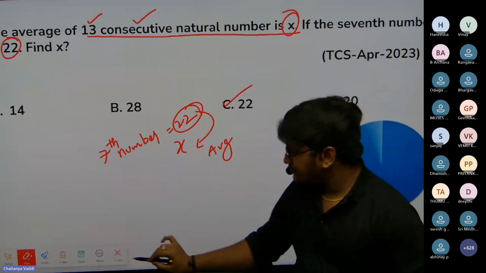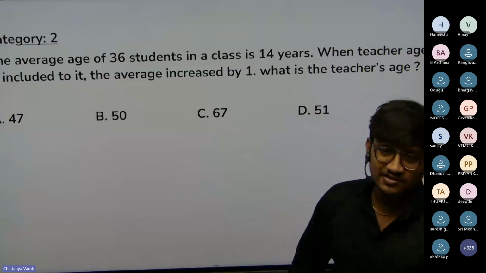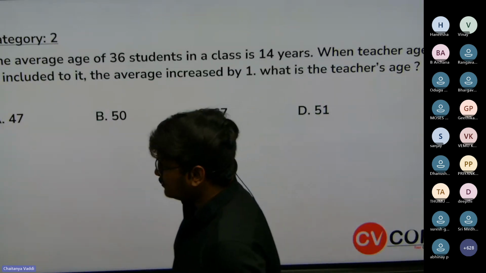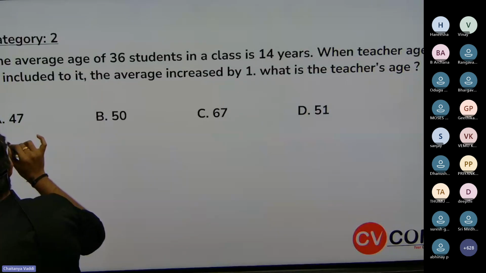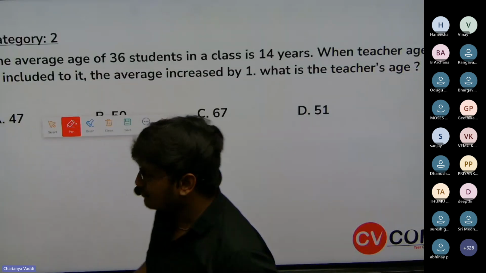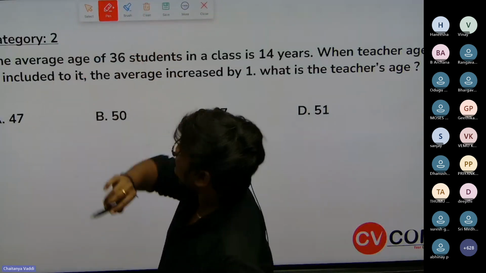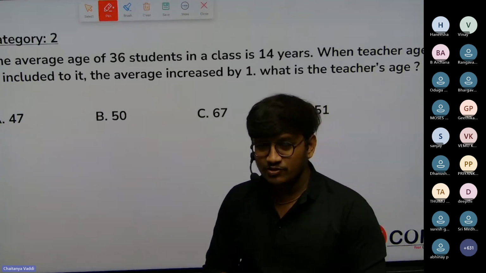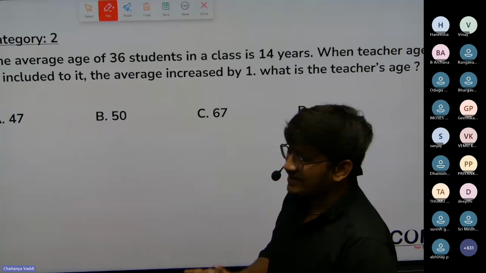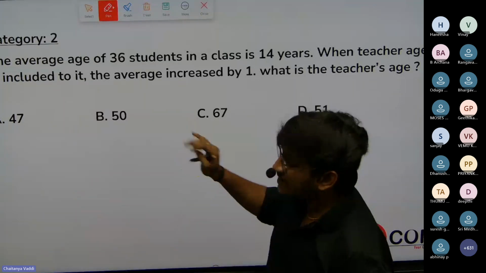Now we'll consider the second type of questions. How to solve this second type of questions? First we'll read the question. If you have this type of question, you can answer it in just 30 to 40 seconds. You will hardly get 1 minute for each question, so make sure that you read the question carefully and take the values.